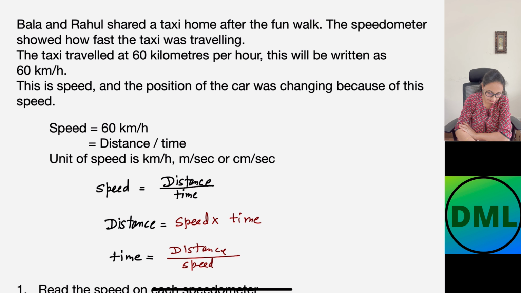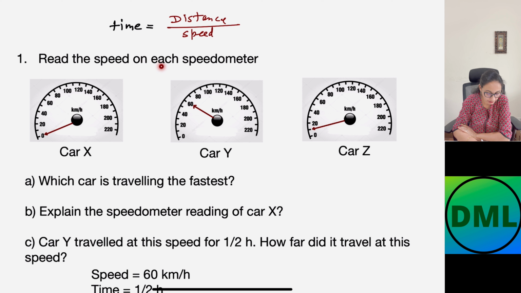Let's see one question here. Read the speed on each speedometer. This is the speedometer you have, and the speed is in kilometer per hour. My speed is 0. Let's write down the answer here as 0 km per hour. Let's see the second one. This is also kilometer per hour and my speedometer shows 60. That means this moves at 60 km per hour. Let's see the third speedometer. This is also in kilometer per hour, and my value shows in between 0 and 20. This will be 10. Let's write down the answer here as 10 km per hour.